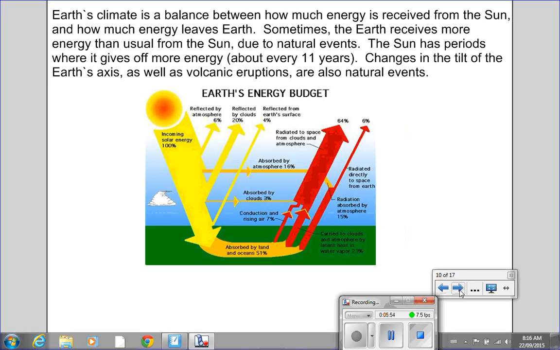Earth's climate is a balance between how much energy is received from the sun and how much energy leaves Earth. Sometimes the Earth receives more energy than usual from the sun due to natural events. The sun has periods where it gives off more energy, about every 11 years. Changes in the tilt of the Earth's axis, as well as volcanic eruptions, are also natural events. So they're things that we don't cause, they just happen.